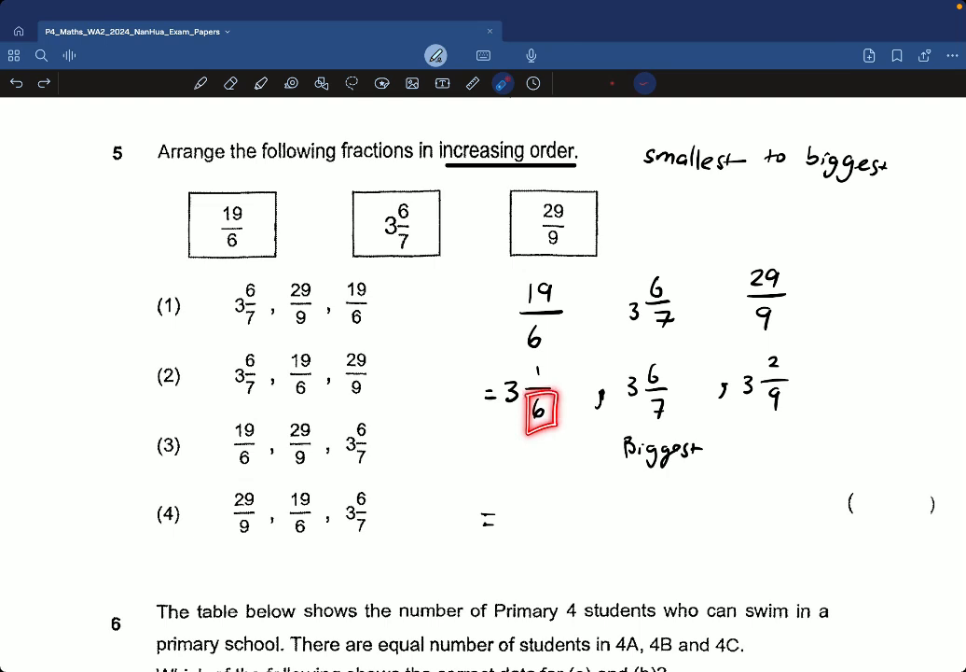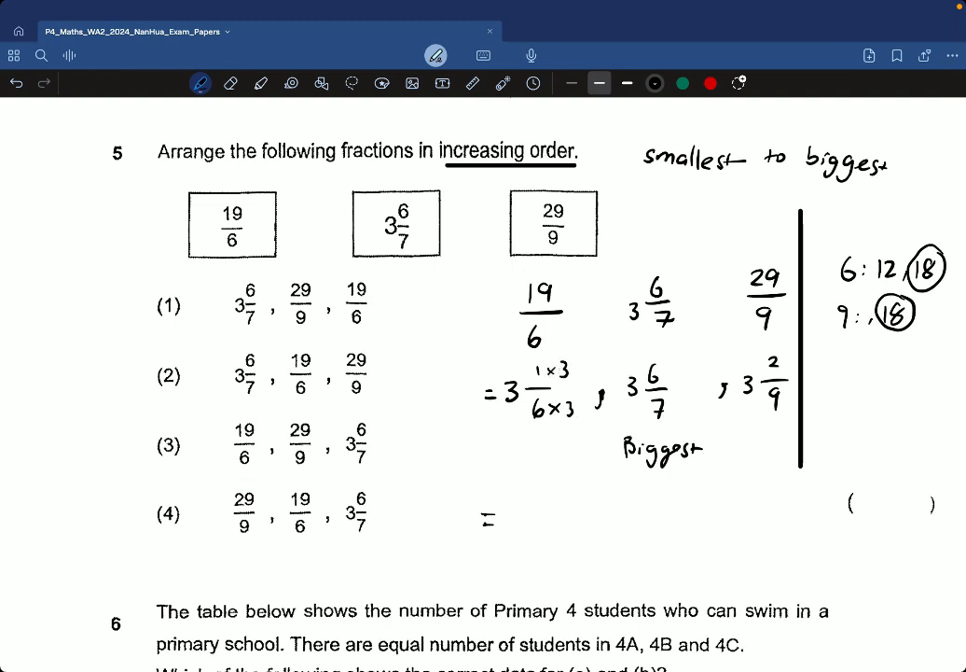So we want to get the common multiple. What is the closest common multiple that we can get? We have 6 and we have 9. Let me just draw a line so that this looks a little bit nicer. So we have 6, 12, and then 18, and then 9 and 18. So you can see that 18 is the lowest common multiple. So we can make the 6 into 18, times 3 over here and times 3 over here. So this will be 3 and 3 out of 18.